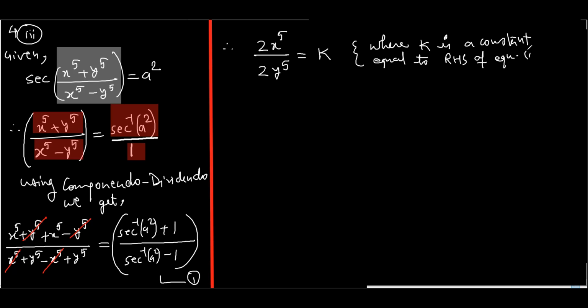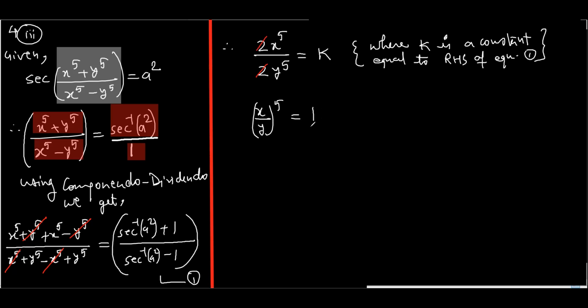See, it is equal to RHS of equation 1. Now this 2 and 2 also cancels. So the next step I have is therefore x raised to 5 upon y raised to 5. So (x upon y) the whole raised to 5 equals k.